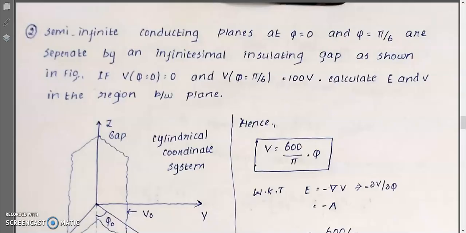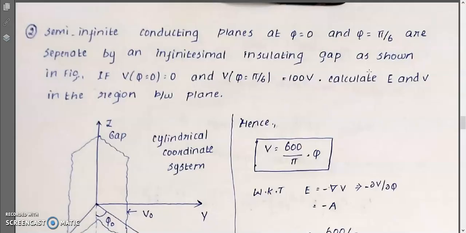If V is equal to 0 at the condition of phi equal to 0 and V is equal to 100 volt at the condition of phi equal to pi by 6, calculate E and V. In yesterday's problem, we had to calculate V, E, D, rho.